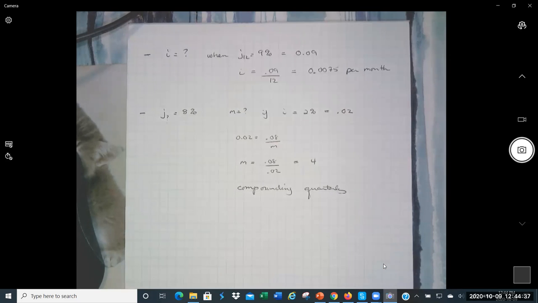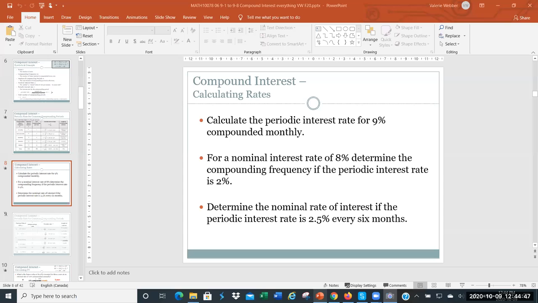And we could always check that. We could go, okay, well, the nominal rate is 0.08. We divide that by 4, and we get the 0.02 as periodic. So we're good to go for that.